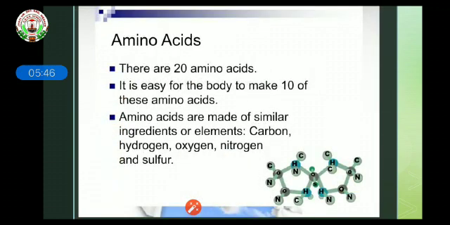There are, as I said, 20 amino acids. It is easy for the body to make 10. It means at least 10 our body can create or synthesize. The rest of the amino acids, which are essential, we have to take from food sources. Amino acids are made up of similar elements: carbon, hydrogen, nitrogen, oxygen, and sulfur. You can see the structure of amino acids here. These are like a chain.